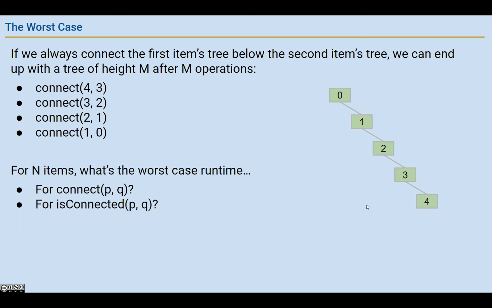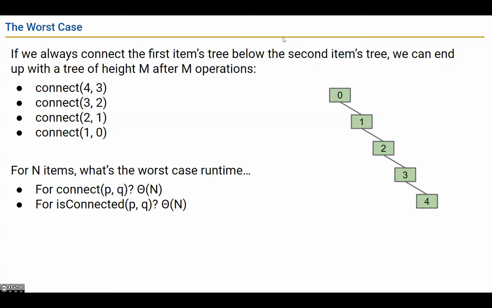Remember, if you want to connect things, I have to go find who the boss is. And if my tree is long and spindly like this, I have to climb all the way up the tall tree to find who the boss is. And same thing for is connected. If I want to see if two things are connected, I have to check if they have the same boss. And doing that requires starting at the bottom and climbing all the way up the tree, which could potentially be slow. So how do we solve it?